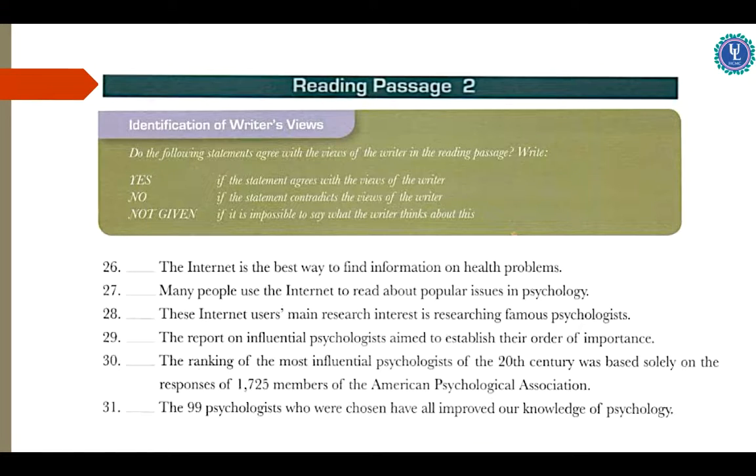Question 26 to 31 asks you to identify the writer's views. I find most of you struggle distinguishing no and not given. Be careful, you just say no when you have completely opposite piece of information and not given when that piece of information is not mentioned. Okay, let's check the answers for 26 to 31.